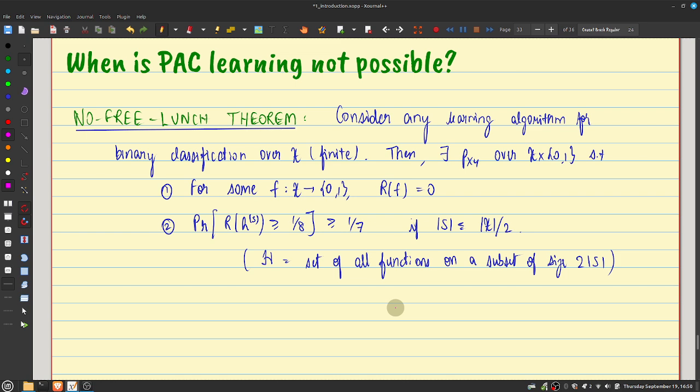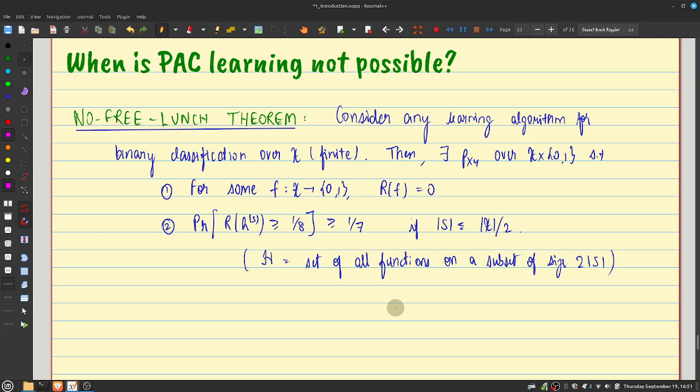And this is something stronger. What we want to show is that no matter which learning algorithm you use, whether you use empirical risk minimization or anything else, you will never be able to achieve an epsilon delta error. Right? So here's a very well-known result. I will not prove this particular result, but we'll be using this again and again. It's called the no free lunch theorem. Basically says that you can't have everything for free.